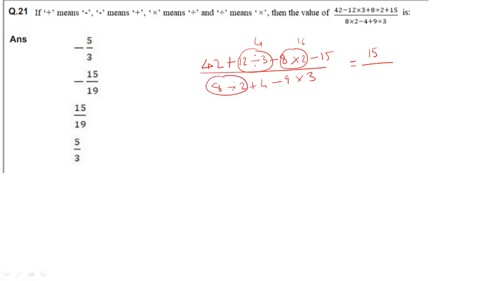Denominator: 8 by 2 is 4. 9 into 3 is 27. 4 plus 4 is 8. 8 minus 27 is minus 19. So minus 15 by 19 is what we are getting here.